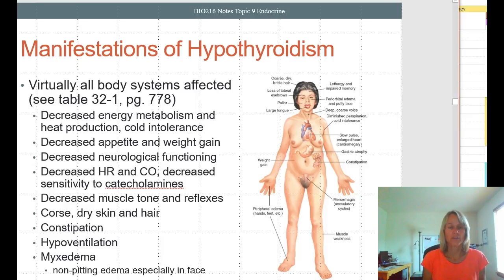Decreased muscle tone and reflexes, coarse dry skin and hair, constipation due to decreased motility in the GI tract, hypoventilation, and myxedema. And this is a non-pitting edema that we see especially in the face.